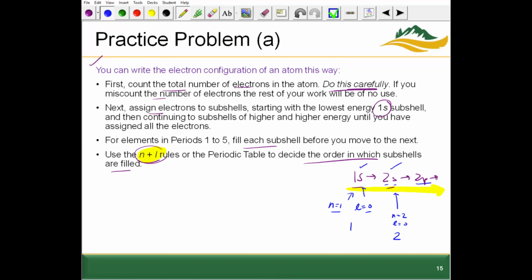Let's just do this one real quick. For p, that means l is equal to 1, right? S, P, D, F are 0, 1, 2, 3 for our values of l. 2 plus 1 is equal to 3. So indeed, we did have this order listed correctly. We could check that with the n plus l rule if we wanted to.